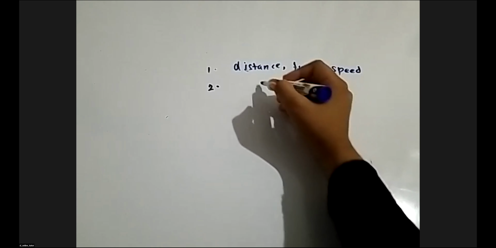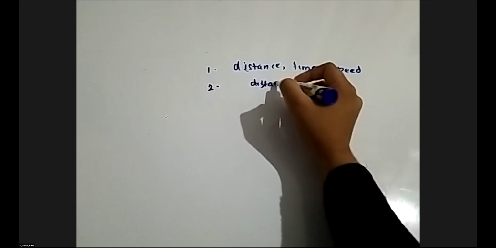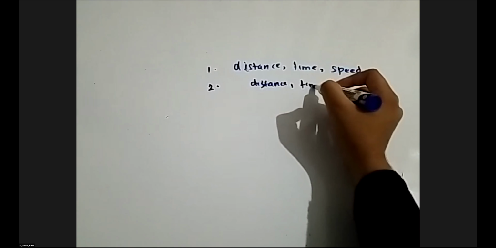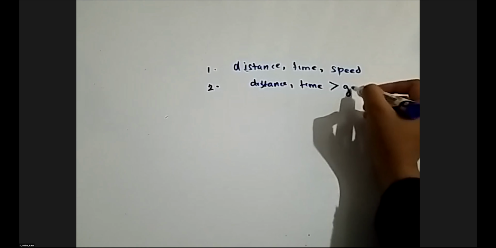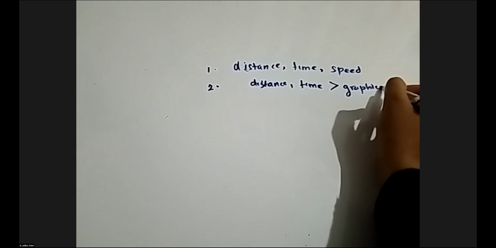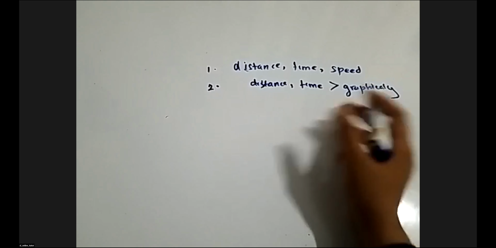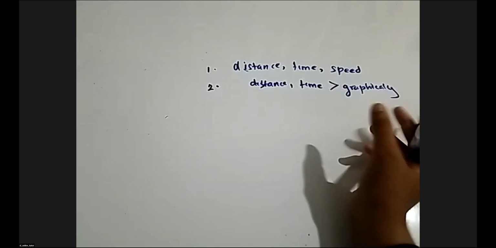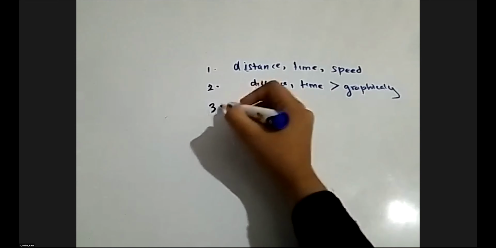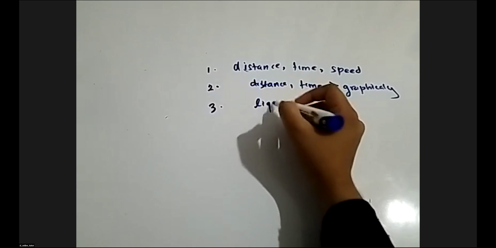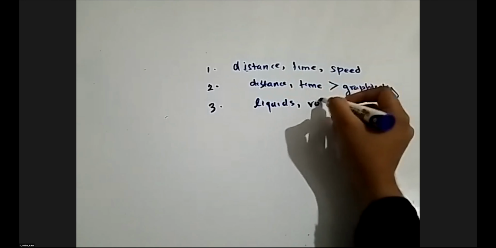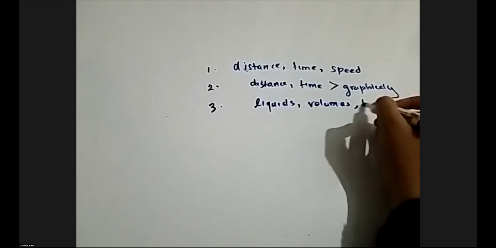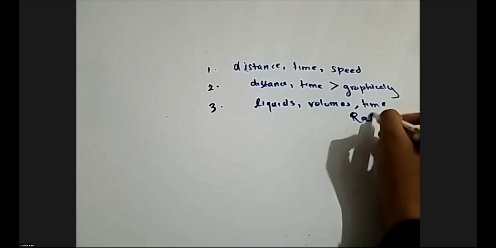Second thing we'll discuss is distance and time graphically. That means the distance time graph. If you are doing science, in physics, it's there. Then the third thing we'll be discussing is liquids, volumes, time, and rate. These things will be discussed in today's session, right?